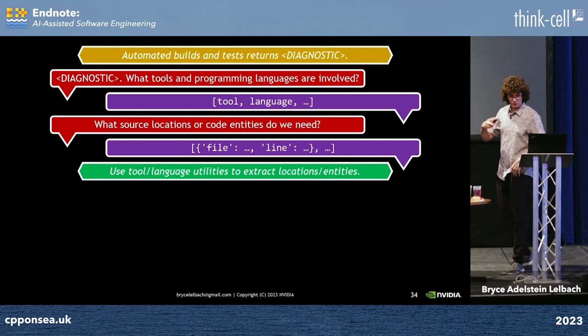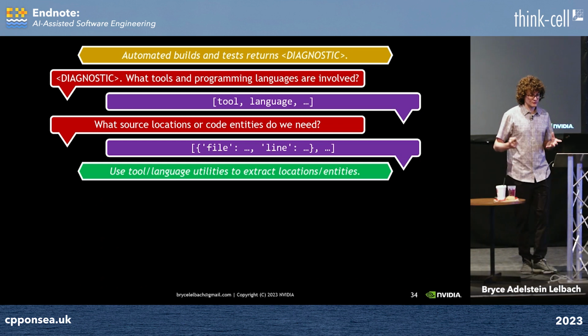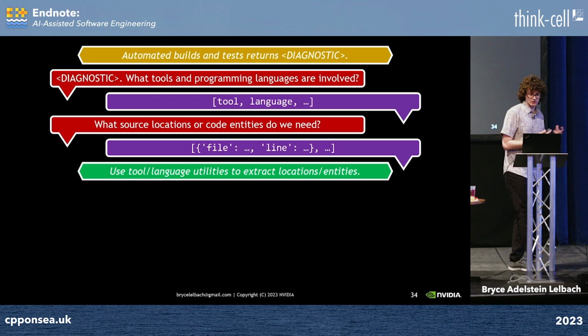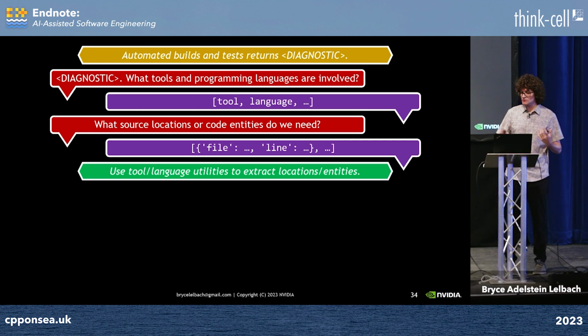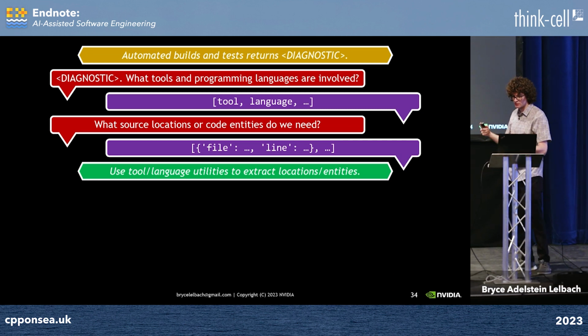So now that we know what languages or tools or frameworks we are working with and what source locations or code entities we need, we can use those frameworks to extract the code that we want.